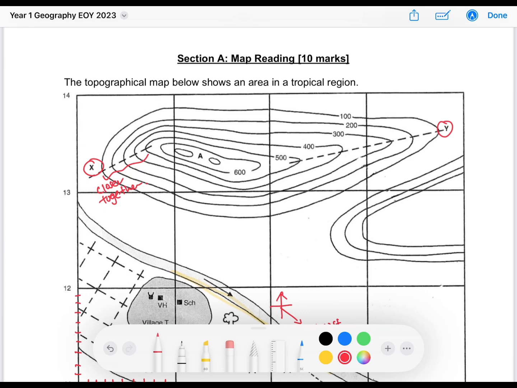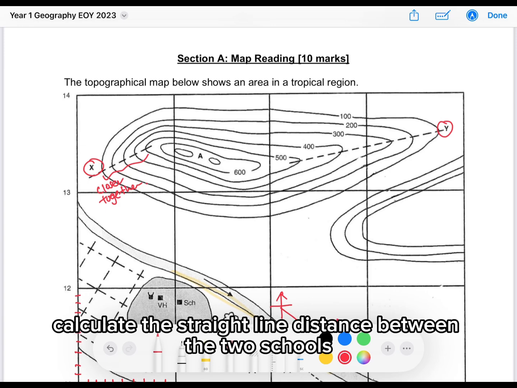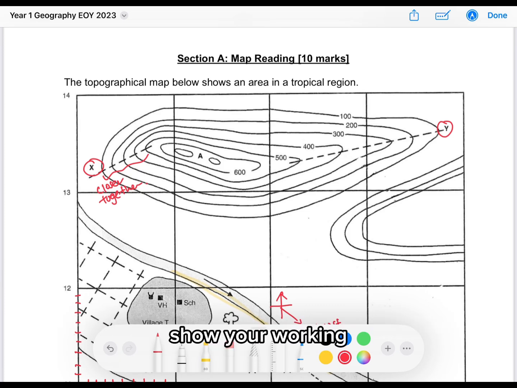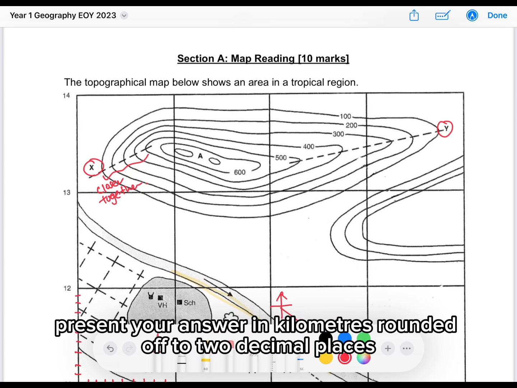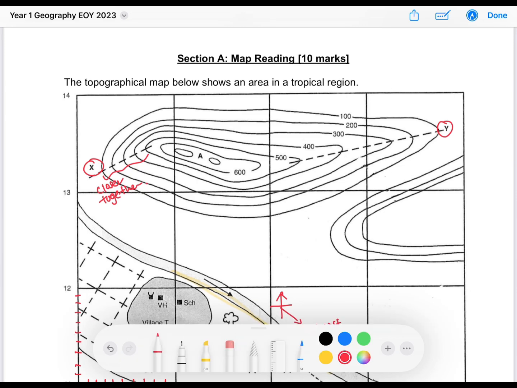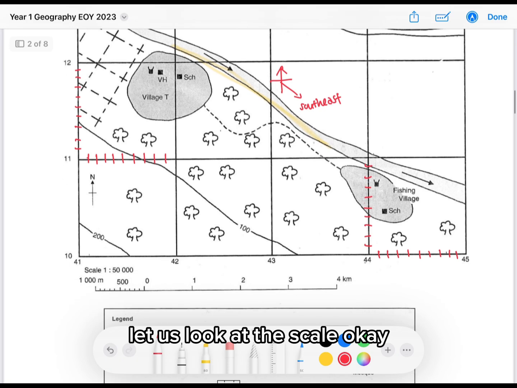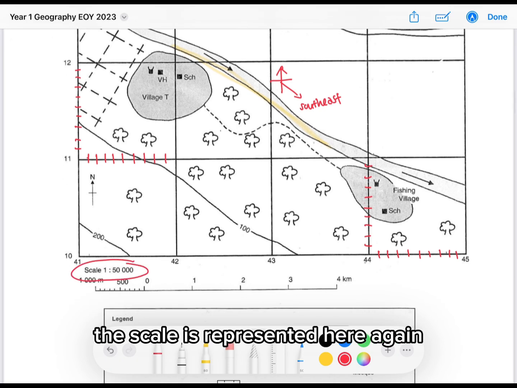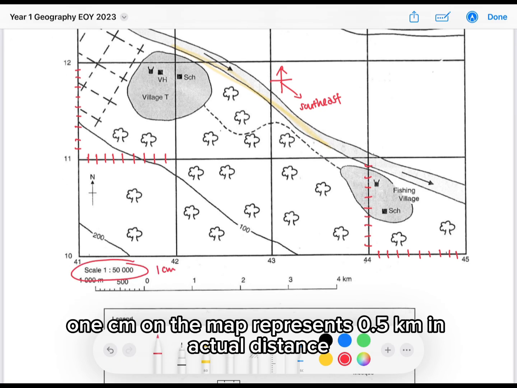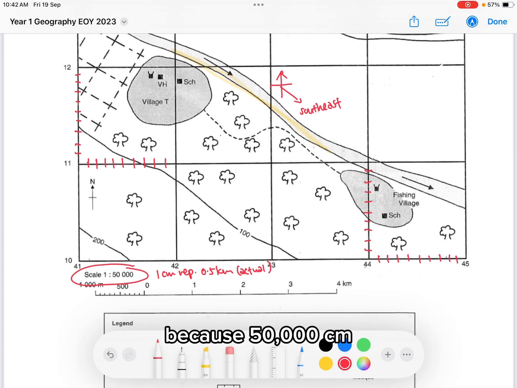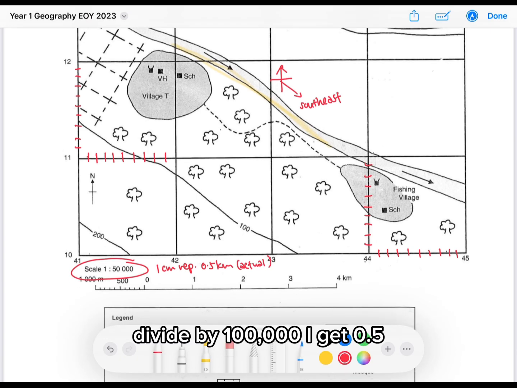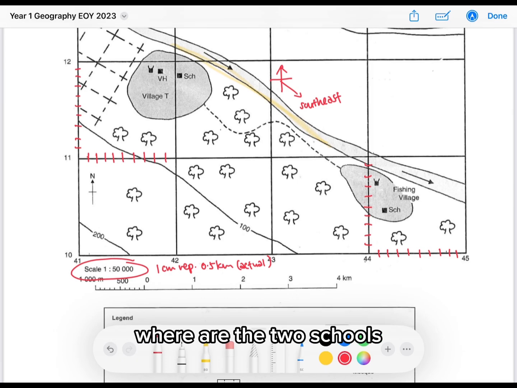Part G. Calculate the straight line distance between the two schools. Show your working. Present your answer in kilometers, rounded off to 2 decimal places. Before we locate the two schools, let us look at the scale. Okay, the scale is represented here. Again, as with past practices, 1 cm on the map represents 0.5 kilometers in actual distance. Because 50,000 cm divided by 100,000, I get 0.5. So that's in kilometers.